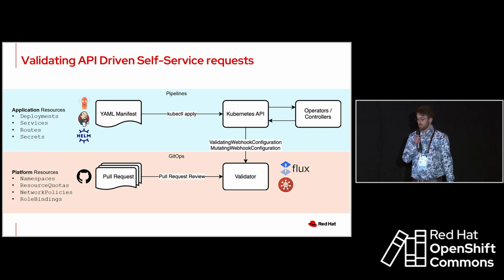Our validator service is configured on Kubernetes via validating or mutating webhook configurations, which interact with the API requests, such as kubectl apply. And when a pull request is raised in our shared GitOps repository, that will come through via a webhook, and we'll go to that same validator for review.